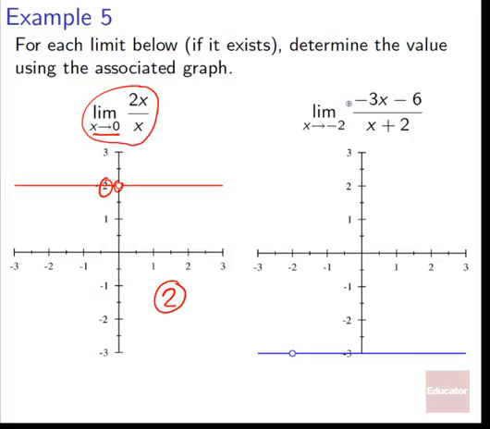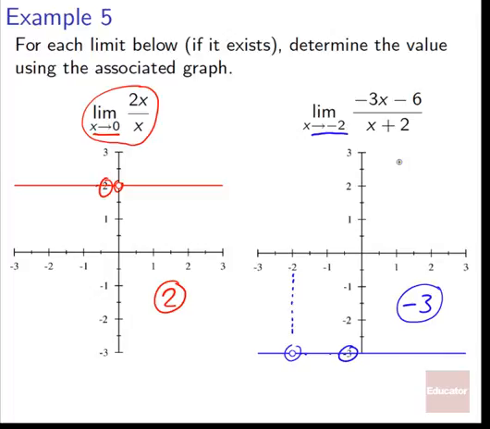Similarly over here, limit as x goes to negative 2 of negative 3x minus 6 over x plus 2. What is it going towards? It's going towards that thing, which is negative 3. If we actually plugged in negative 2, well, x plus 2, so negative 2 plus 2, we get dividing by 0, things would fall apart, we're not allowed to do that.